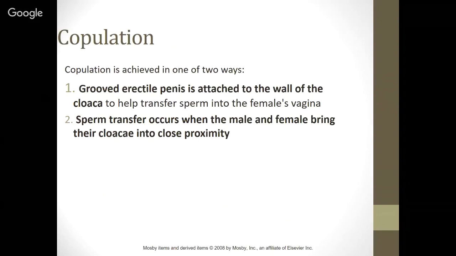Copulation is achieved in one of two ways. There is sometimes the grooved erectile penis attached to the wall of the cloaca that helps to transfer the sperm into the female's vagina. There can also be sperm transfer when a male and female bring their cloaca into close proximity. So they don't even have to insert, we just get close proximity.